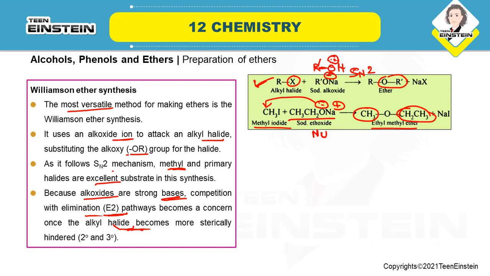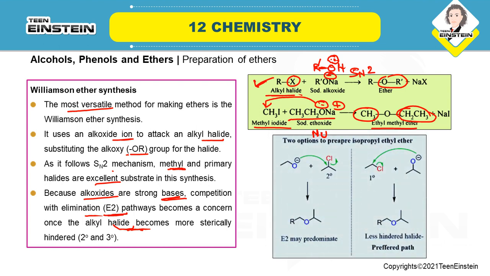Because for SN2, first of all, methyl and primary halides are best, and when it is 2 degree or 3 degree, that means some steric hindrance is already present in the alkyl halide, and it will try to get rid of this extra steric hindrance. That is possible if you remove a small molecule, HX, that is hydrogen halide, and in that case alkoxide is behaving as a base. Fine. So that is why if the alkyl halide, this RX, is 2 degree or 3 degree, the chance of elimination is increased.